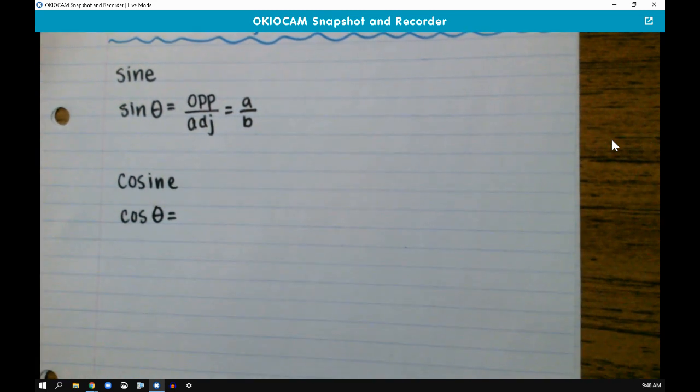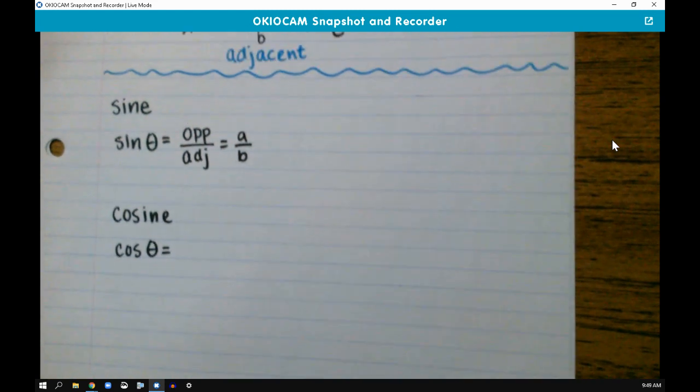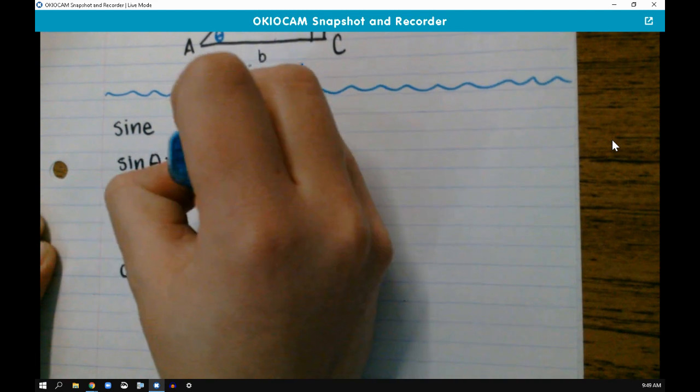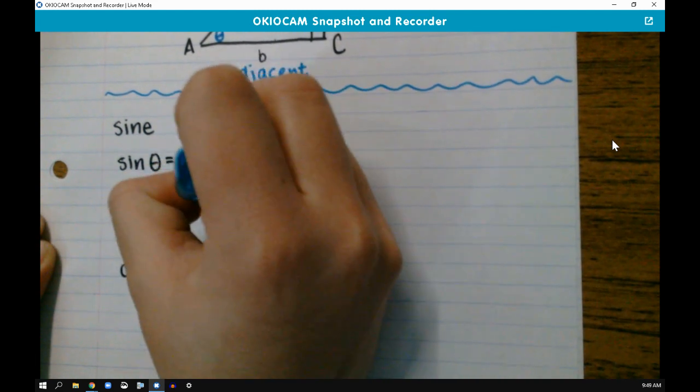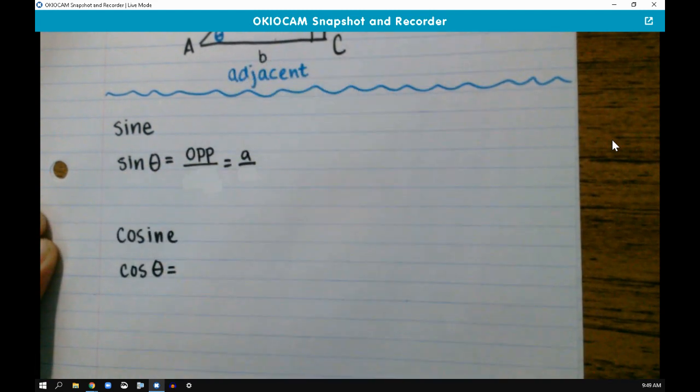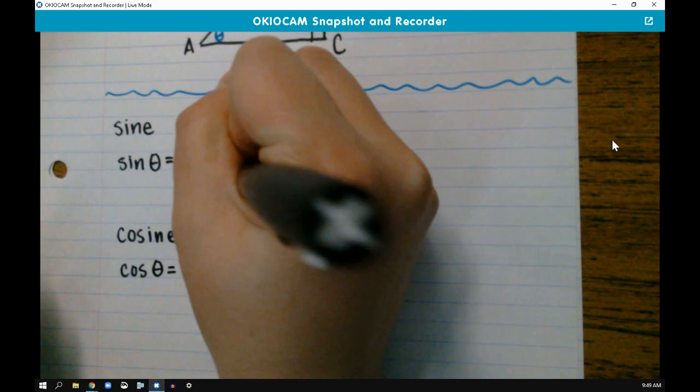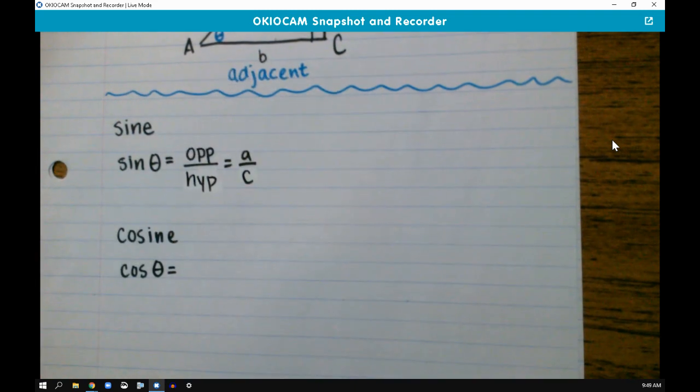You guys, I wrote down sine wrong, didn't I? Thank you. Everybody rewind. I completely messed up the most basic part of trig. Sine is opposite over hypotenuse. It's A over C. Go back. Everyone right now. Sine is opposite over hypotenuse.